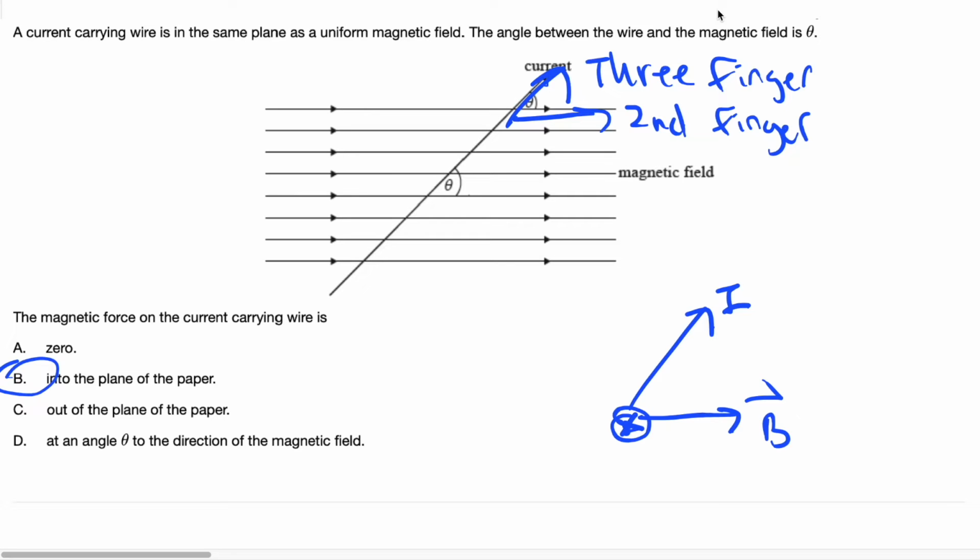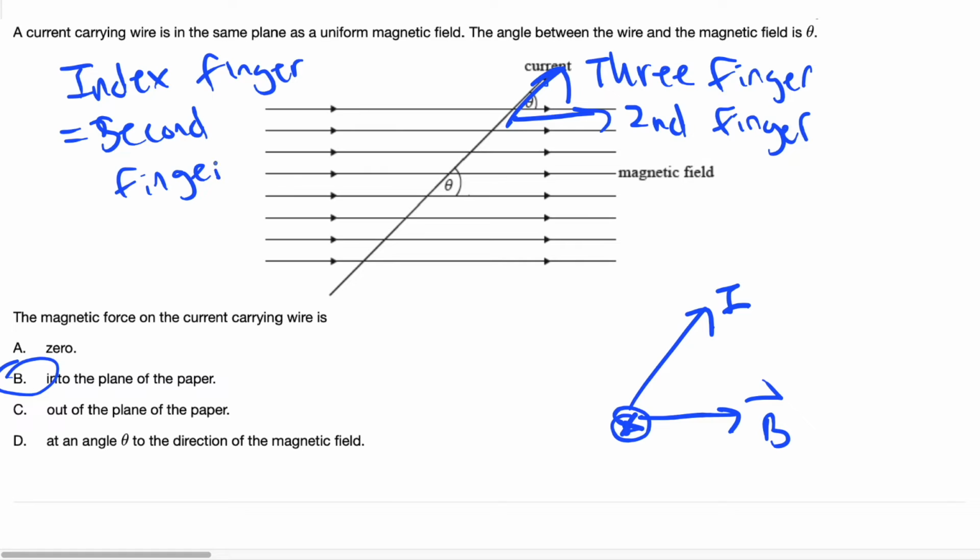By the way, when I say the second finger, I mean index finger. Index finger is equal to the second finger in my sentences and previous problem when explaining the left-hand rule. And I apologize for the confusion.